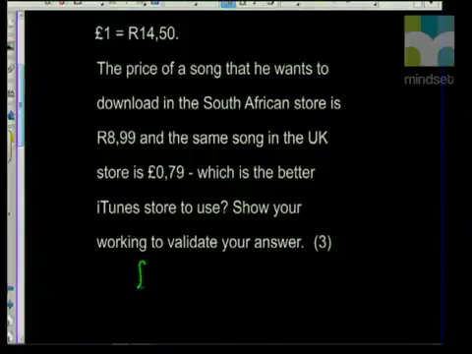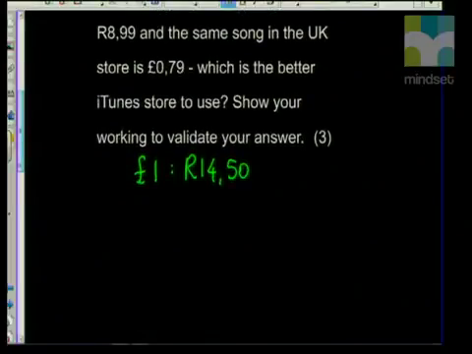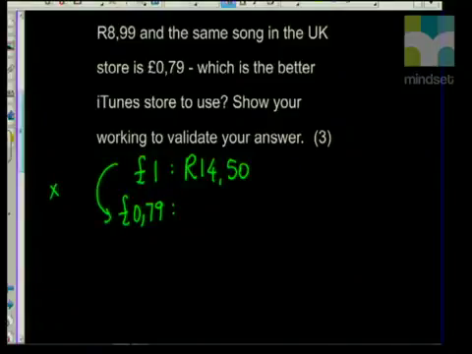So £1 is the equivalent of 14 Rand 50. And I'm buying a song that is 79p. In order to get from here to here, I'm going to have to times by 0.79. And what I do to the one side, I do to the other.